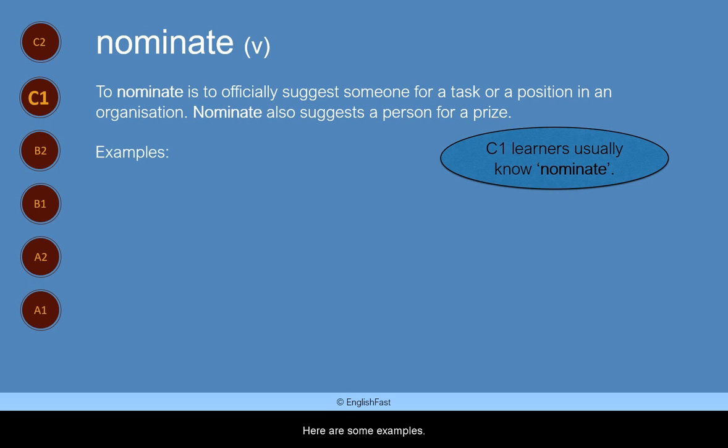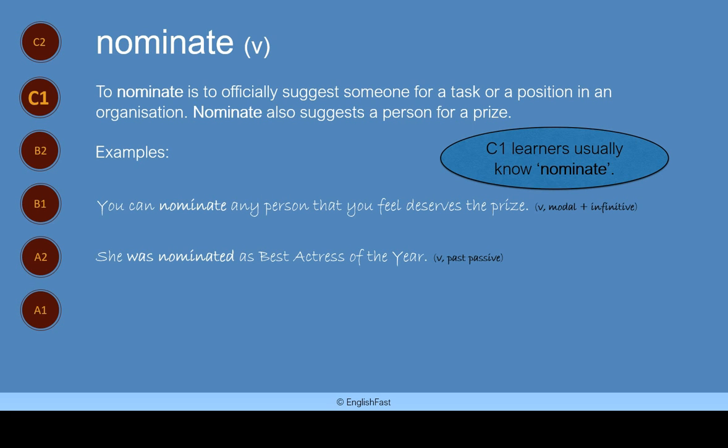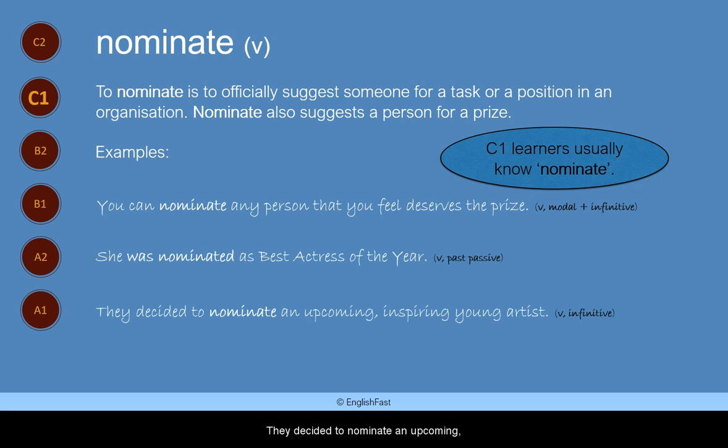Here are some examples. You can nominate any person that you feel deserves the prize. She was nominated as Best Actress of the Year. They decided to nominate an upcoming, inspiring young artist.